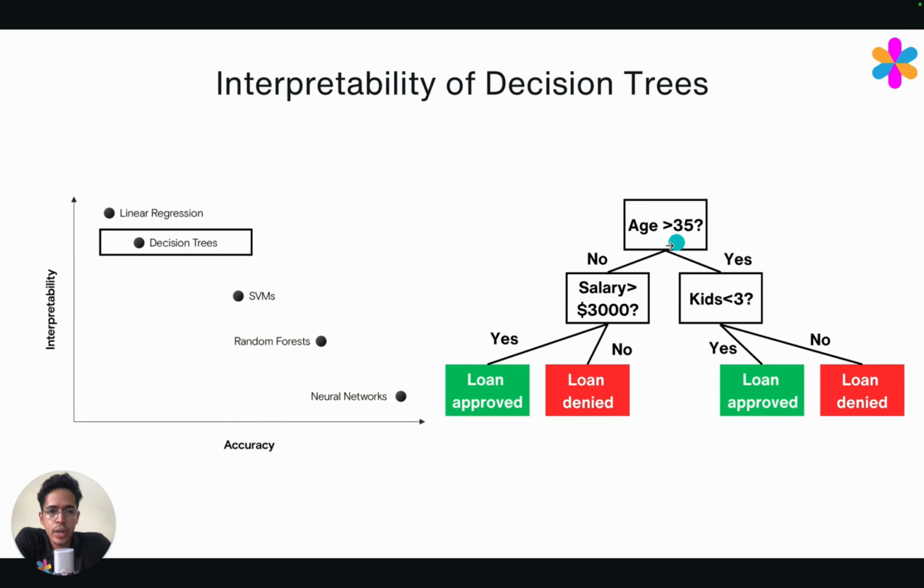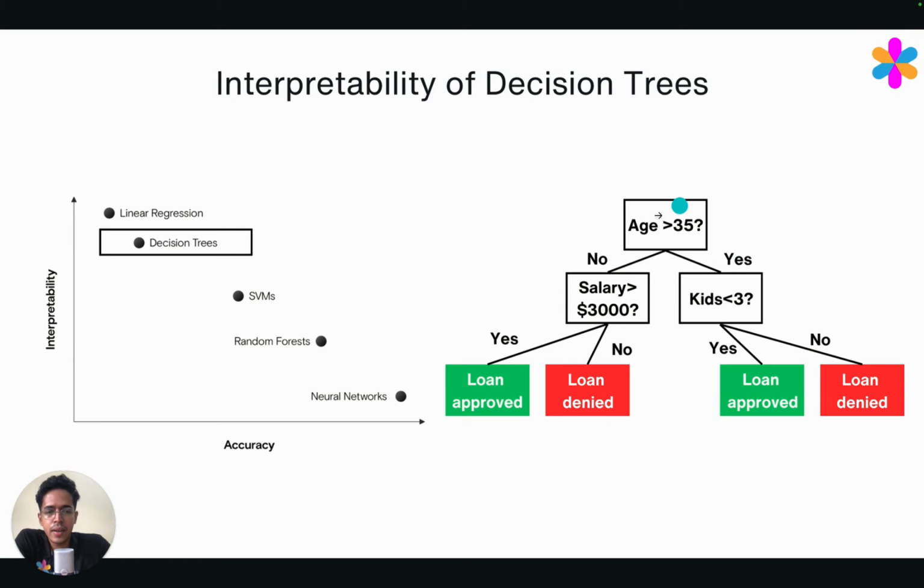And if age is not greater than 35, then you look at the person's salary. If salary is greater than $3,000, then the loan is approved. Otherwise, the loan is denied. So this is the idea behind this decision tree. But often, we don't know the conditions which the decision tree has at different levels. We just run the decision tree model, and the model optimizes these parameters such that the accuracy of classifying a person to be approved or denied a loan is the best. The accuracy is maximum. So that's what a decision tree does.